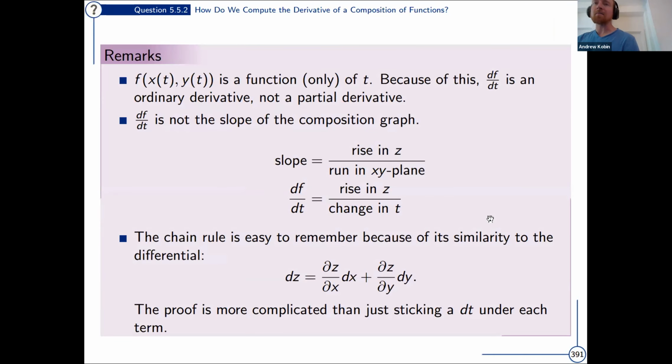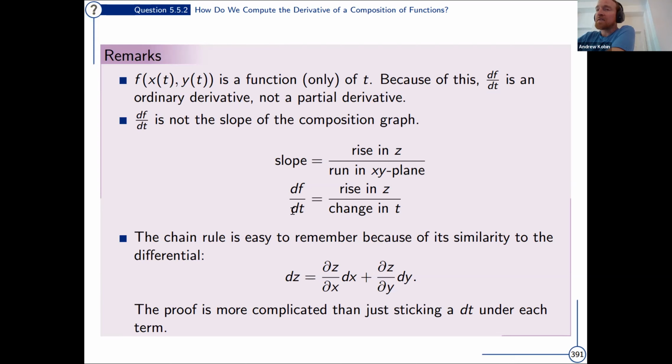Here are a few more remarks about the chain rule and what these rates of change are expressing. The first bullet point we already talked about: f is a single variable function because once we plug in all of the x of t and y of t stuff, it only depends on that input variable t at the end of the day. So df dt is the correct notation as this is a single variable derivative. A quick warning, df dt is not the slope of a particular graph. And the reason is that the slope of a graph would be given by rise in the z variable over run in the x y plane. And this is if c is equal to f of x y, by the way. So if we're literally thinking of this as the height off of the x y plane.